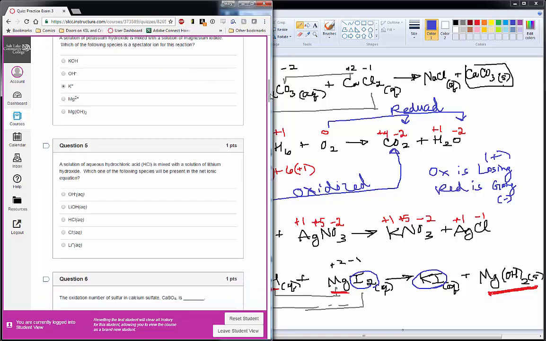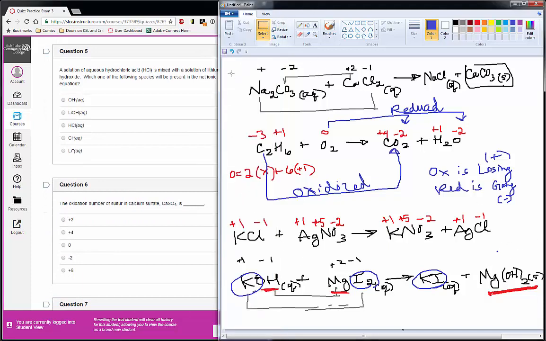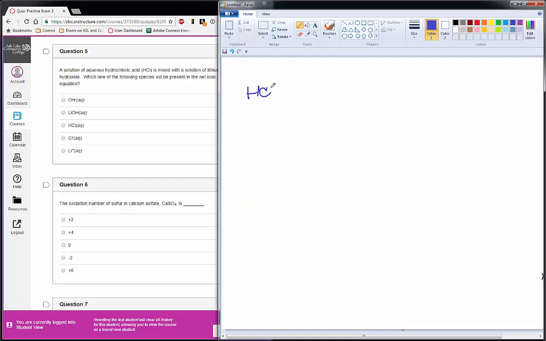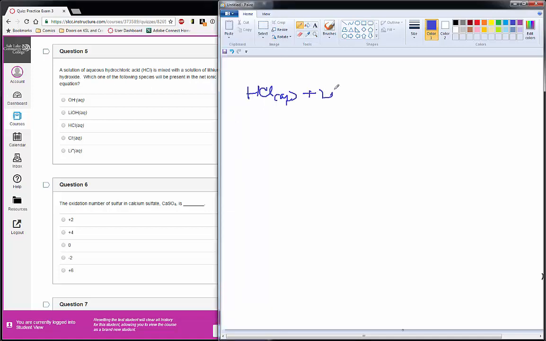All right. Next, a solution of aqueous hydrochloric acid. I'm running out of space here. Aqueous hydrochloric acid is mixed with a solution of lithium hydroxide. Hydrochloric acid, H is +1, chlorine's -1, lithium's +1, OH is -1, so I know I've got the right ratio there. And in my product, outsides react, insides react, H with OH makes HOH, which is also known as H2O. Hopefully you recognize that as a liquid.